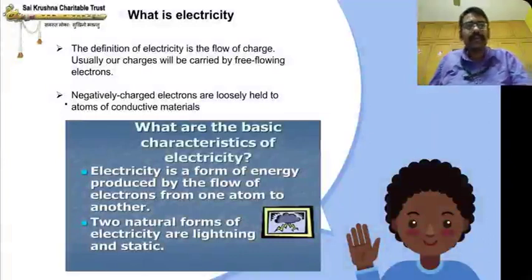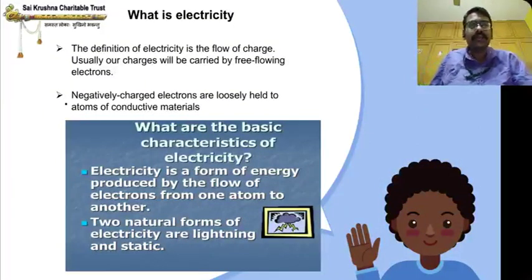Now we'll start with what is electricity. The definition of electricity is the flow of charge. Usually, our charges will be carried by free flowing electrons. Negatively charged electrons are loosely held to atoms of conductive materials.